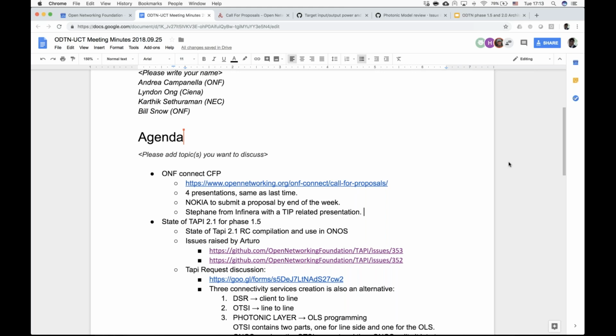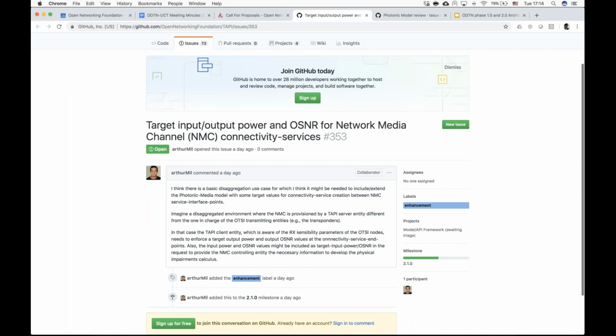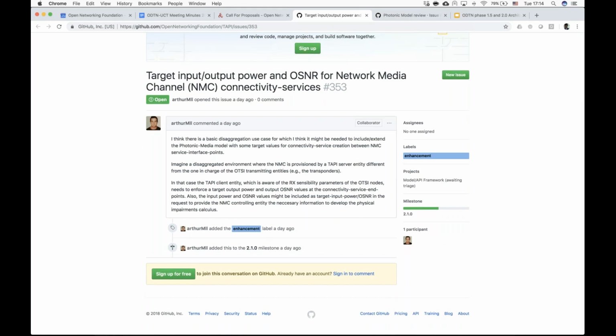Okay, so I guess we can move over with the issues raised by Arturo on the Open Networking TAPI GitHub. Arturo, do you want to give us some context on those? Yeah, actually I posted these two, but I think that only the 353 is the one that is more relevant to be discussed here, because the other one is more related with the TAPI structure, and we have been going into it during the call on TAPI that we had 1 hour ago.